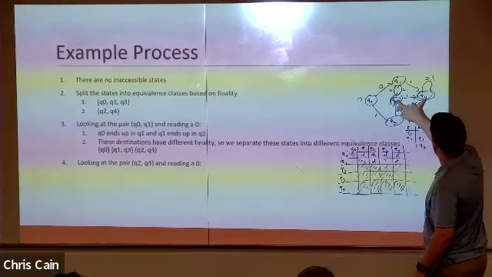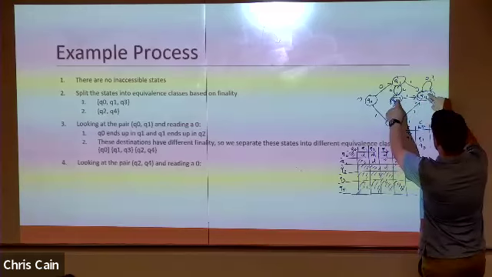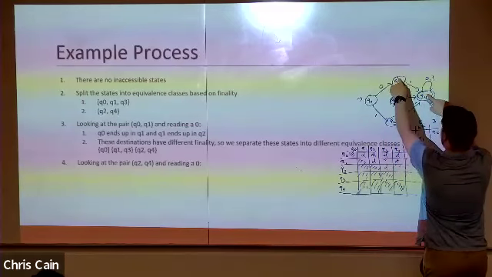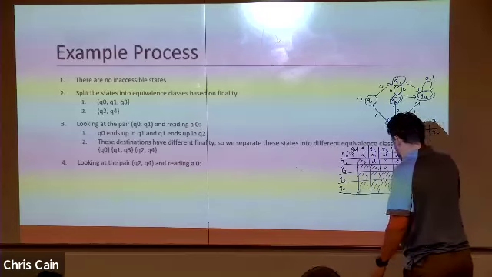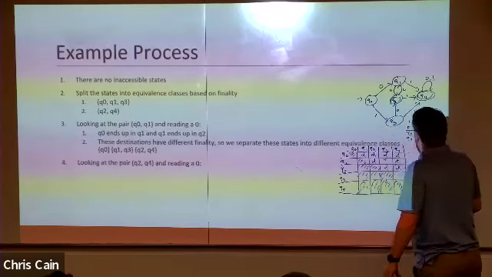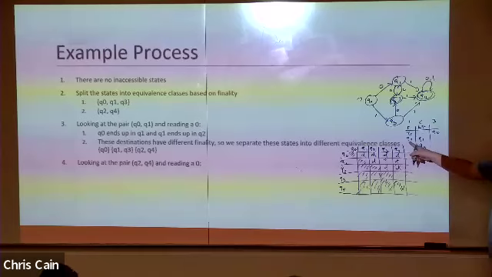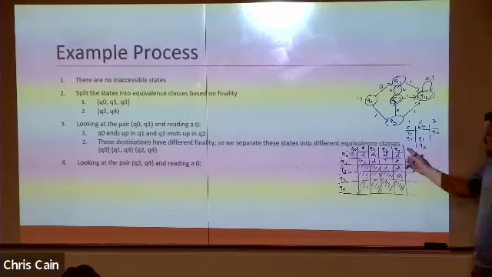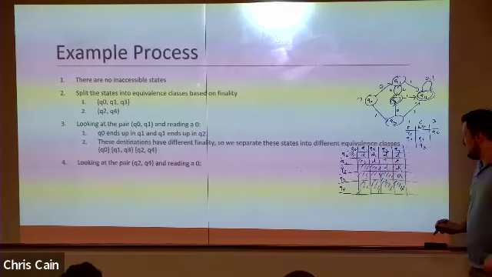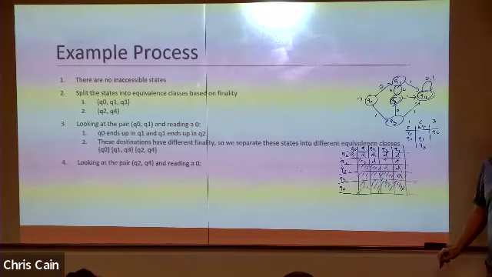For 2 and 4, what happens on a 0? Different equivalence classes between 1 and 4. Different finality, so we know they're distinguishable. How about 3 and 4? Well, they're already different, so those are distinguishable. So we've shown every pair here is distinguishable except for Q1 and Q3.